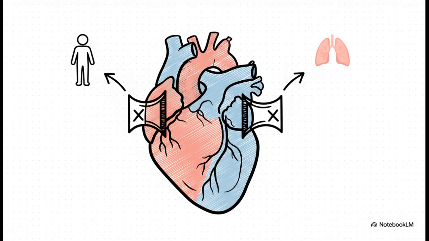Now, how do you keep them straight? It's all about location, location, location. Which side of the heart are we on? Aortic stenosis, that's a left side problem. It's blocking oxygen-rich blood from getting out to the rest of the body. Pulmonary stenosis, that's a right side problem. It's blocking oxygen-poor blood from getting to the lungs. So just think, left side body problem, right side lung problem. Simple as that.